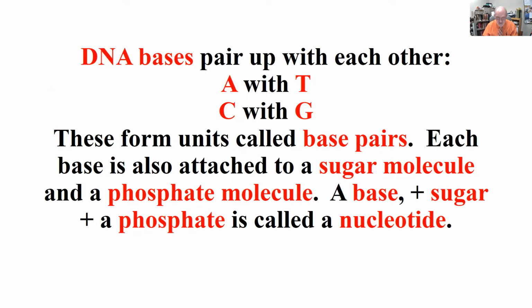DNA bases pair up with each other in a strict order: A with T, C with G, to form units called base pairs. Each base pair is also attached to a sugar molecule and a phosphate molecule. So a base plus a sugar plus a phosphate is called a nucleotide. I know this is a lot of vocabulary. You may want to look at these sometimes to get all the things straight.